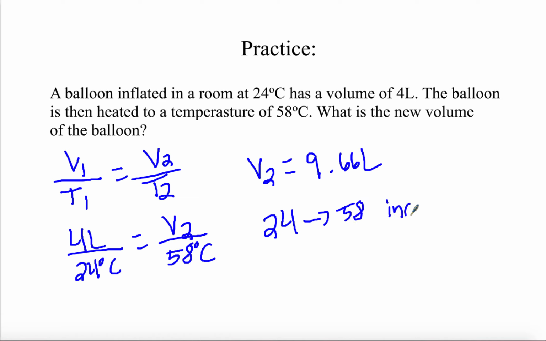Okay. Once again, your temperature started at 24, increased to 58. Okay, so you have an increase in the temperature. And we said that as the temperature increases, so does the volume. The volume went from 4 to 9.66, which also indicates an increase in the volume. So that's a good way to check that we actually did this right. They should follow the same exact kind of trend.